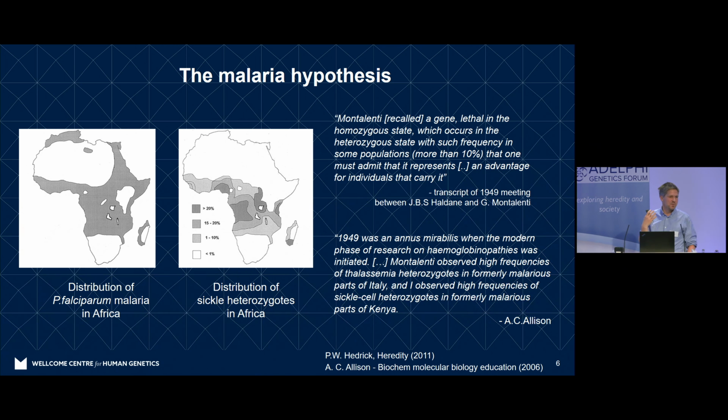So instantly, when talking about malaria, we're talking about selection, natural selection, the selective advantage. And here's a quote from Anthony Allison, who I'll show you data from in a moment, who similarly was talking about the same thing. So Montalenti observing frequencies of thalassemia, so that's blood disorders in malarious parts of Italy, and then he was working in Africa to study sickle cell disease.